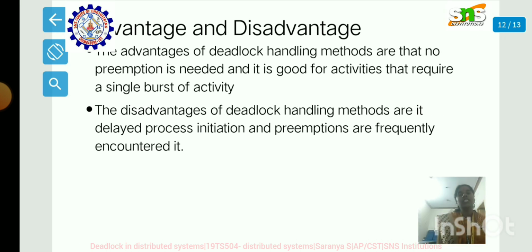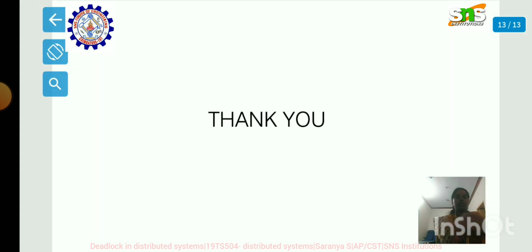The advantages and disadvantages of distributed deadlock detection: an advantage of this deadlock handling method is that no preemption is needed, and it is good for activities that require a single burst of activity. The disadvantages of this deadlock handling method are that delays in process initiation and preemption are frequently encountered in distributed deadlock detection. Thank you.